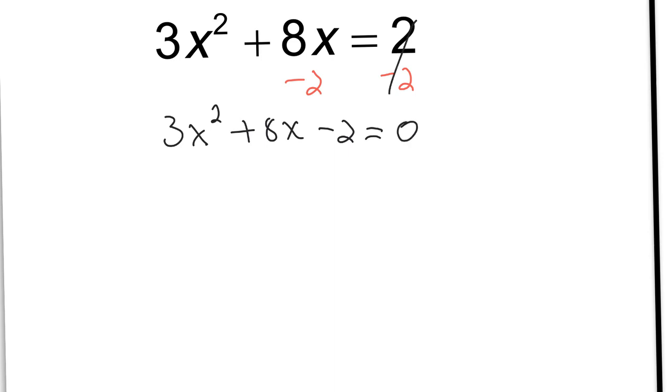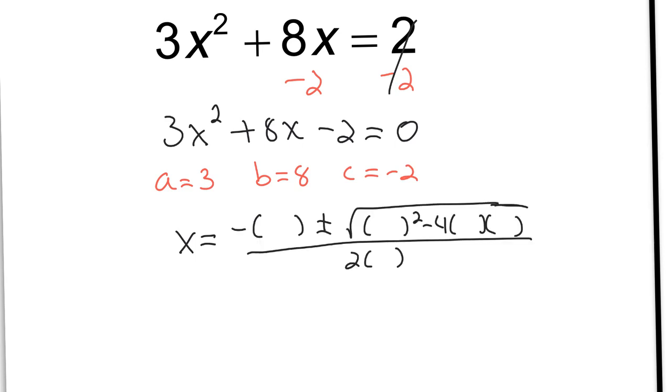So that cancels. I'm going to look for my a value. The one with the x squared, that's a 3. B is the one with the x, that's an 8. And C is negative 2. I'm going to write down my formula, and I'm going to use parentheses again so I can use it to substitute the values. And I am ready to substitute.